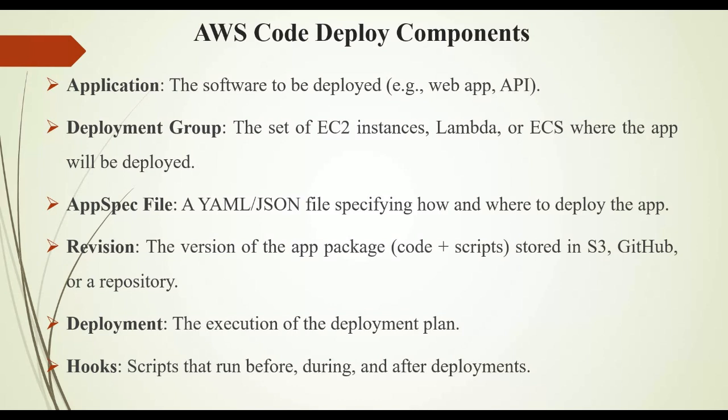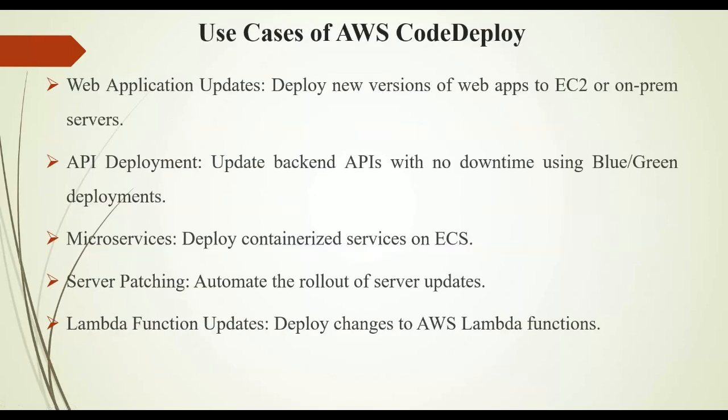Deployment is the execution of the deployment plan. Hooks are scripts that run before, during, and after deployment. The next is use cases of AWS CodeDeploy: web application updates, API deployment, microservices, server patching, Lambda functions.